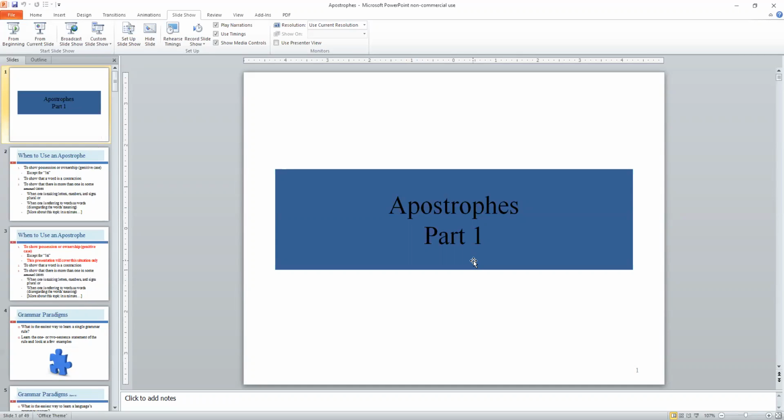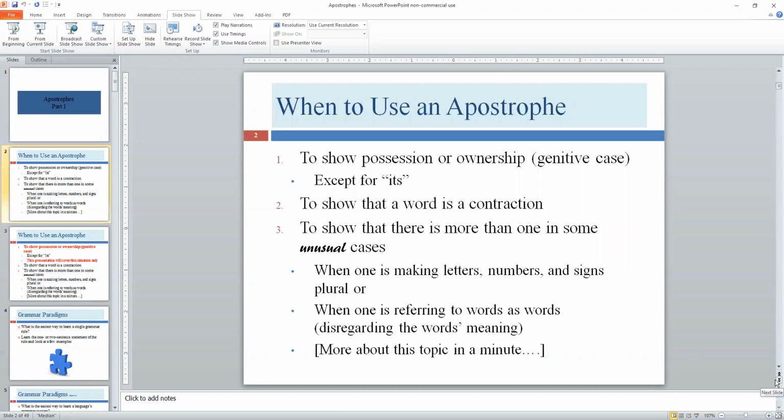So let's get started. We're going to talk about apostrophes, when we use them and how we use them, why we use them, all that good stuff. Okay, there are three main times that we use apostrophes. The first one is to show possession in English. That's probably the single most important time that we use an apostrophe, and it's the only topic we're going to talk about or spend really any time on in part one of our apostrophes presentations.